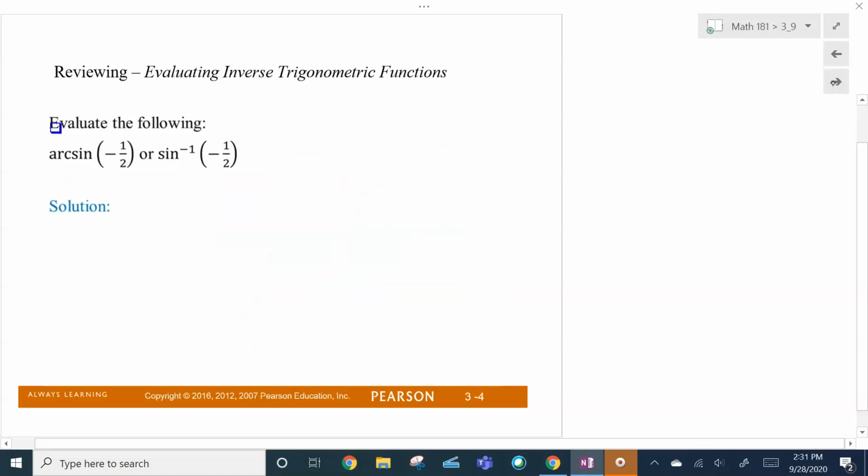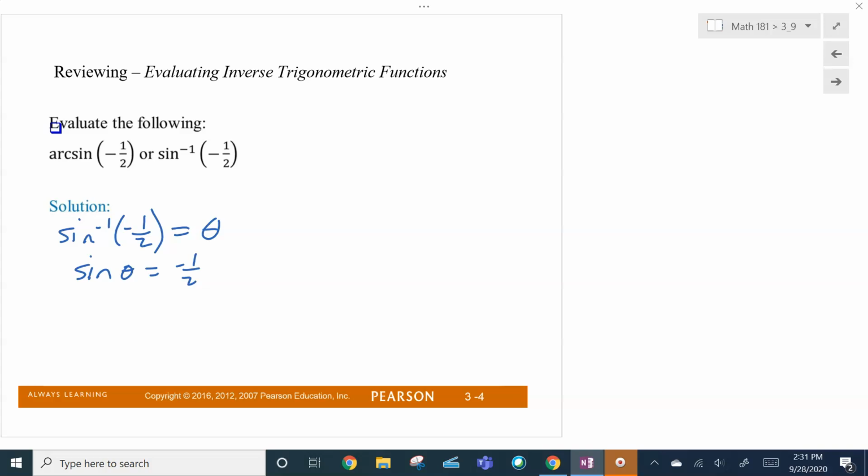So let's do a couple of review problems here. If we have the arc sine of negative a half, we're going to evaluate it. So I'm going to set it equal to theta. Well, if this is true, then that means that the sine of theta, since they're inverses, would equal negative a half, right? The input and output switch places. And this is where theta is between pi halves and negative pi halves, right?